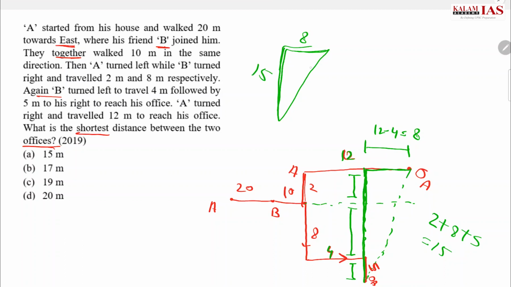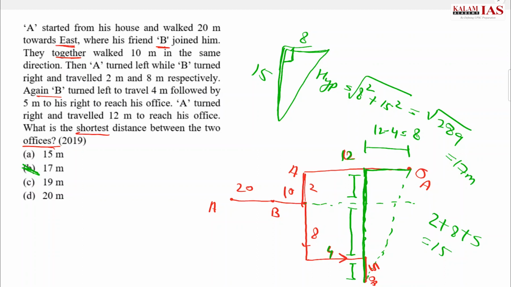So for this hypotenuse distance, this is again the Pythagoras theorem. Hypotenuse will be under root of 8 square plus 15 square, which is equal to under root of 289, which is equal to 17 meters. So the shortest distance will be option B, 17 meters. I hope the problem was clear.